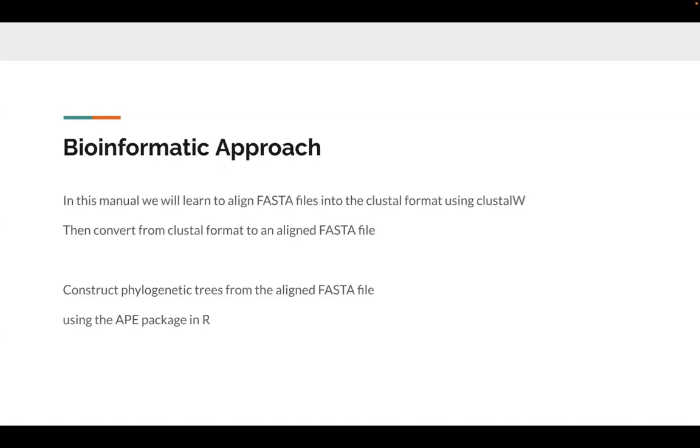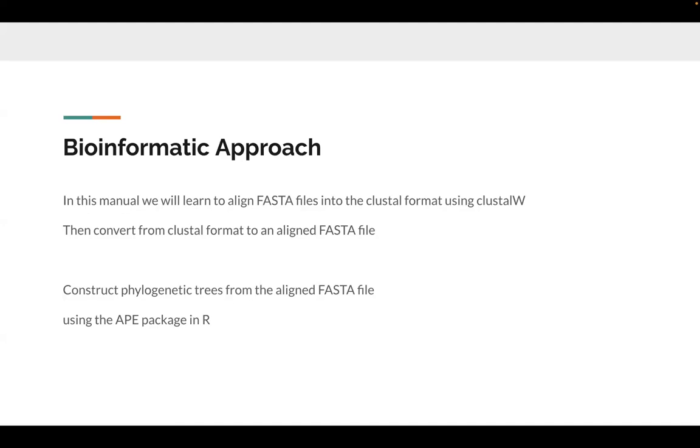So what are the bioinformatic approaches that will be shown in the manual? Well, first, once we have all of our data, which is in a FASTA file, we are going to see how to align FASTA files. And this is done in the manual using the Clustal W tool. And this will output a Clustal format file, which we will then learn how to convert from the Clustal format to the aligned FASTA file. So back into the FASTA format. So now you have an aligned FASTA file.